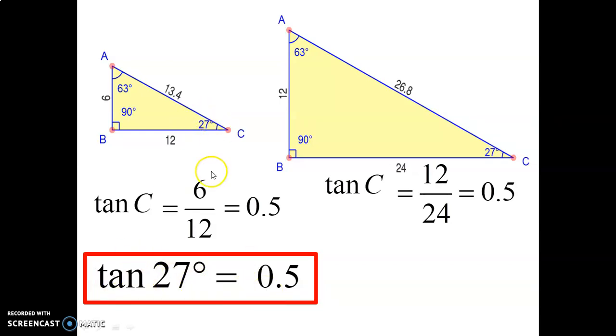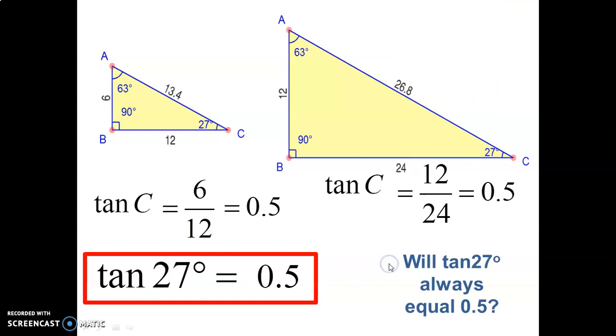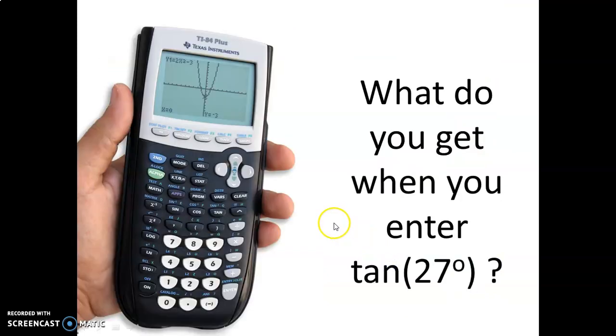So in other words, sine, cosine, or tangent of any angle will always give us the same value. Doesn't matter what the triangle looks like, because the ratios remain in the same proportion. That's a big idea. Alright, tangent of 27, if you punch it into your calculator, should give us the same thing.